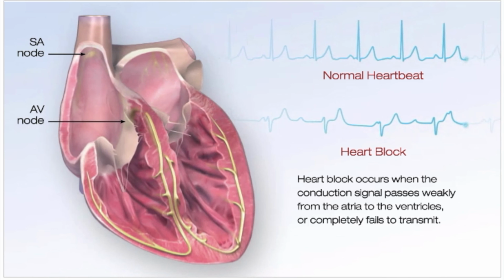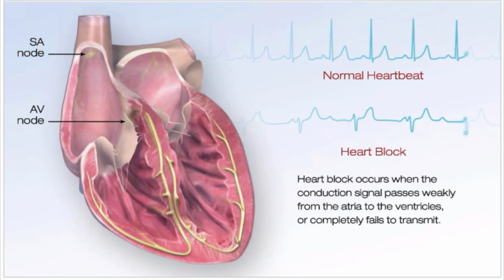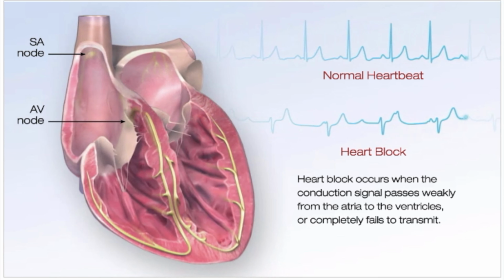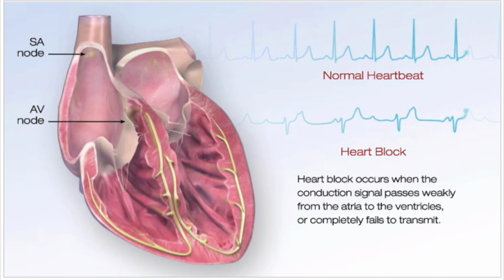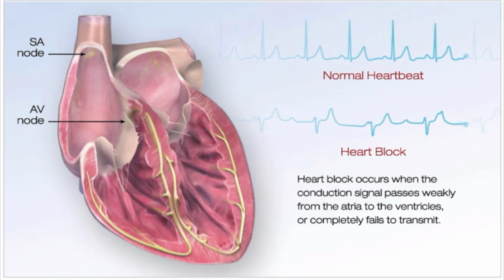In cases of heart block, the electrical signals that progress from the heart's upper chambers, atria, to its lower chambers, ventricles, are impaired. When those signals don't transmit properly, the heart beats irregularly.